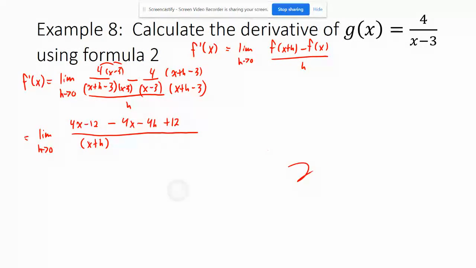Sorry guys, my pen's not working properly. Okay, over x plus h minus 3 times x minus 3. Now, this h is really h over 1. I'm going to pull that into the denominator over here as well. Okay, so now a whole bunch of stuff cancels out. This 4x cancels with this 4x. This negative 12 cancels out with this 12 over here.